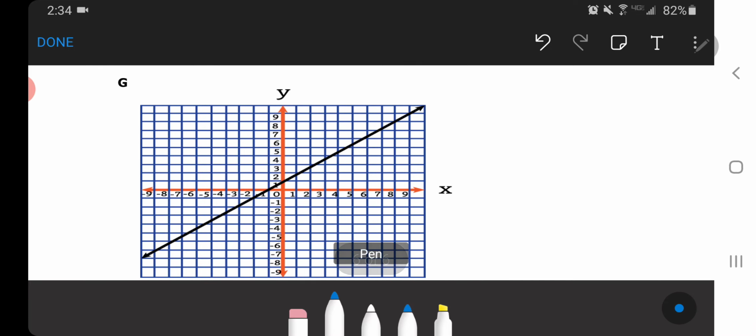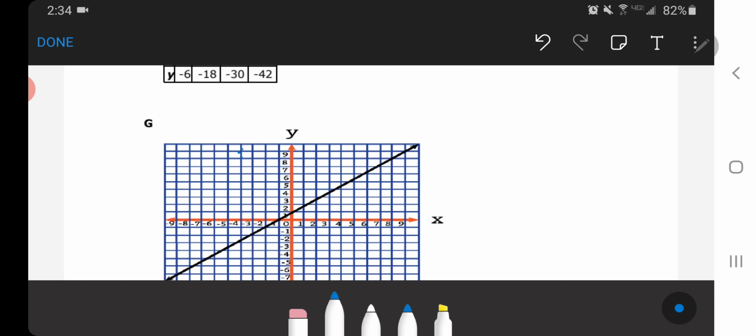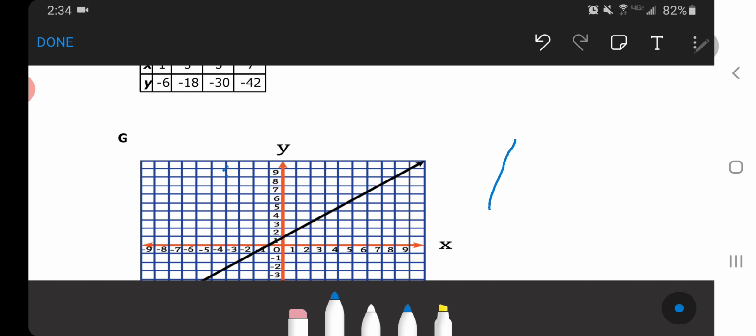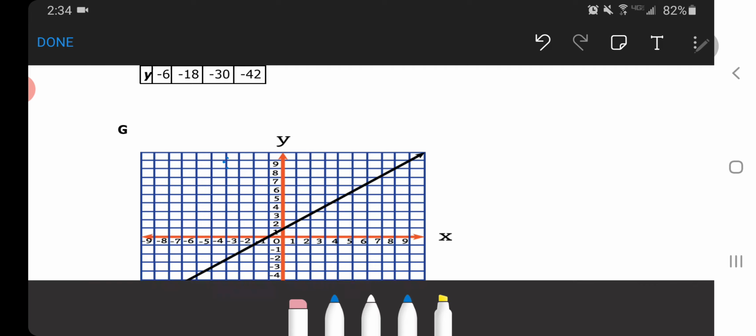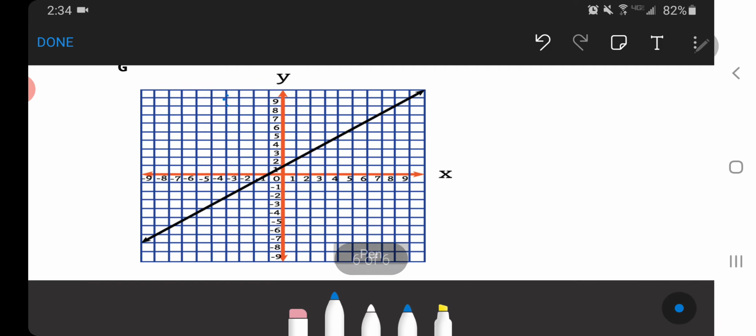Graph. Well, no matter how many vertical lines I draw, I'm not going to ever hit this one more than once. So, let me just see. If I draw a vertical line here, I hit it once. Draw a vertical line here, I hit it once. No matter how many vertical lines I draw, I'm only going to hit my graph once. So this one is a function. And once again, we're looking for the one that is not a function.